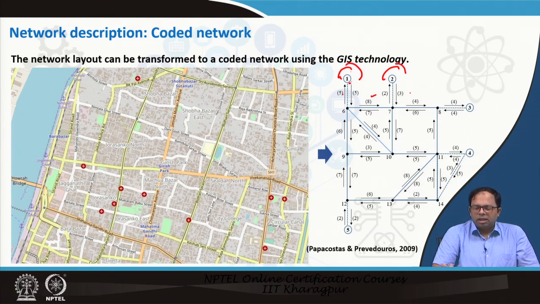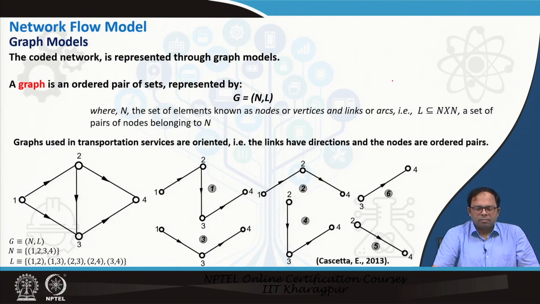So this is the route network diagram that we prepare, and these are the impedances for each of these routes in each direction.